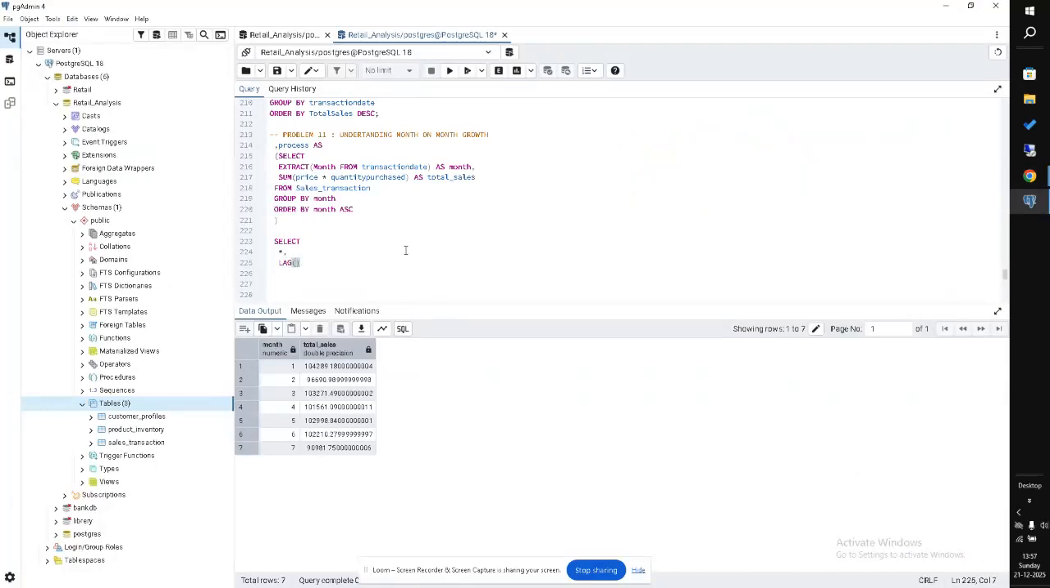Select star, lag of total sales, order by month, as previous month sale, from process. That's it. Let's run it.